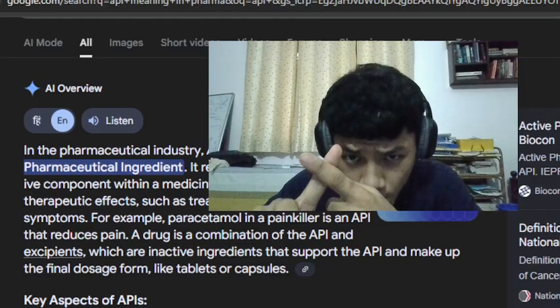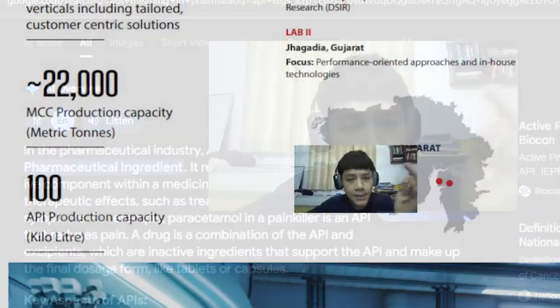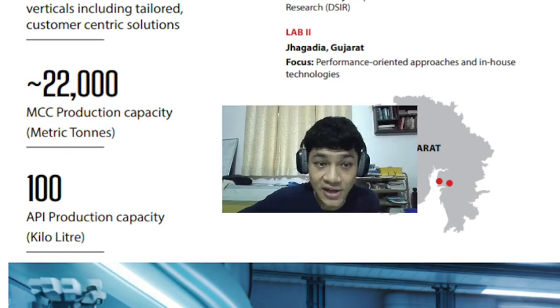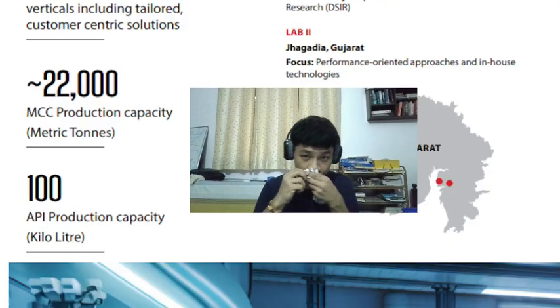So we covered API, a small part of its revenue. We already covered MCC, a big part of its revenue. So we know what it actually does. The two big portions of its revenue. It manufactures MCC, and it's one of the largest manufacturers of MCC in the country. It claims so.